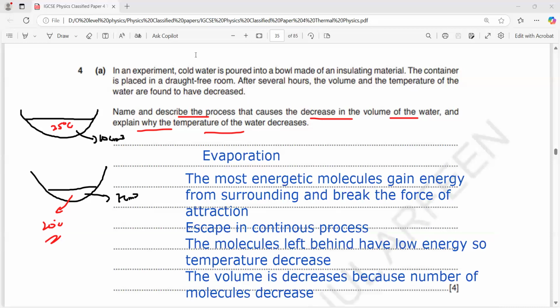So during evaporation, the most energetic molecules which are at the surface escape. So always the molecules which are left behind have low energy. That's why evaporation is also known as the cooling process. So whenever there is a question about evaporation, you have to learn the structured answer for that.